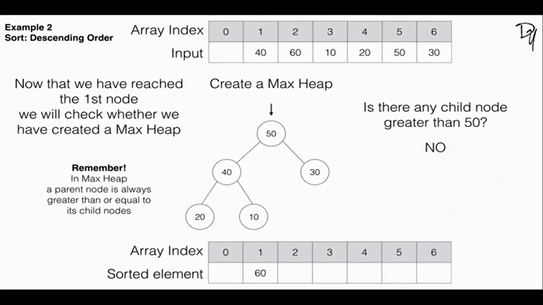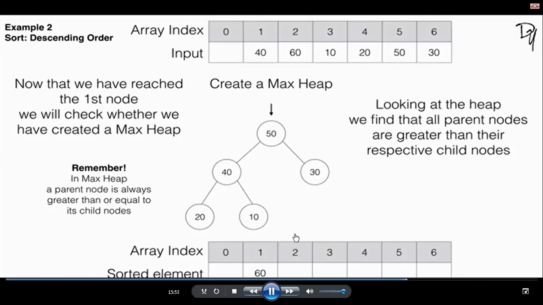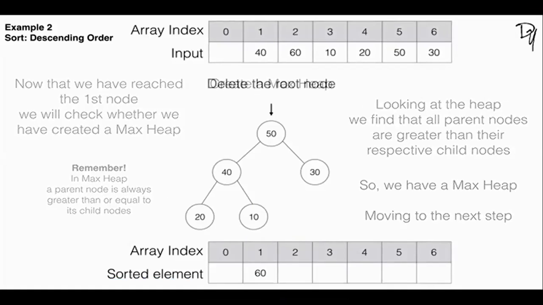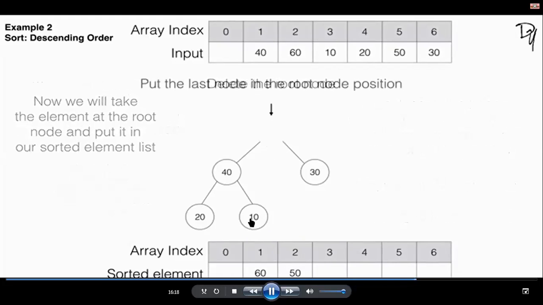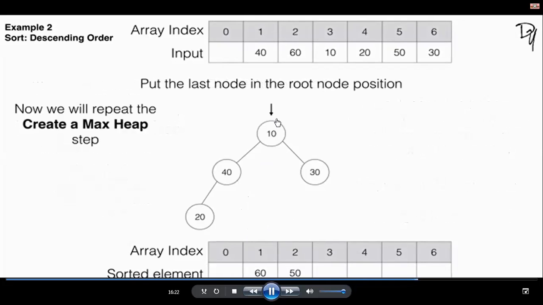So what is the next step we can do? Because we reached the proper max heap tree. All the parent nodes are greater than their respective child nodes. So we reach the proper max heap tree. Obviously, what is the next step? I can delete the root node and put it in the sorted array. And the last node I can replace with the root node.